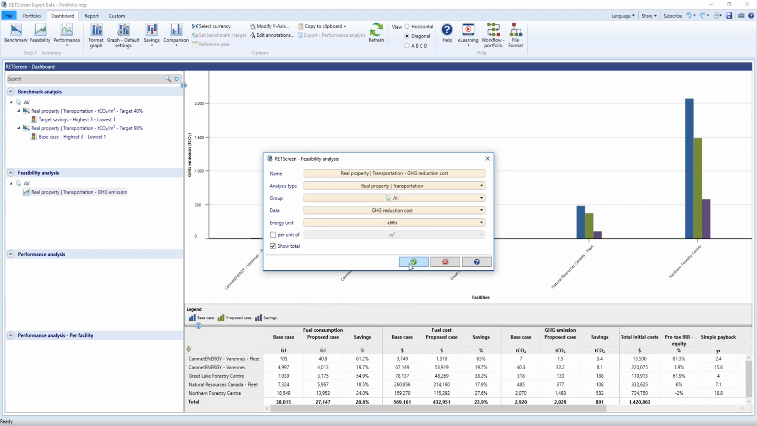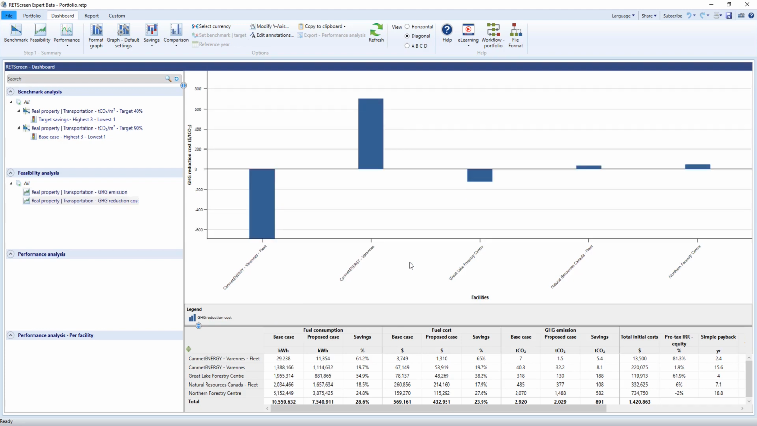Clicking on OK, this time the graph shows the GHG reduction cost in dollars per ton of CO2 for each of the facilities. This shows that there is a difference between the GHG reduction potential and the cost of those reductions. This is information that is sometimes difficult to get or to visualize, but with RETScreen Expert Portfolio Analysis for feasibility, we can use tools like these graphs and tables to help in our decision-making process.